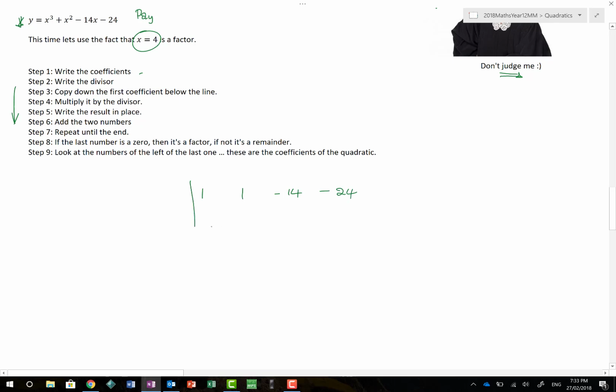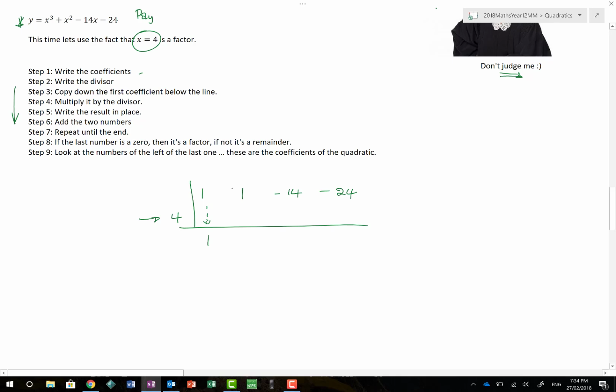I'm going to draw a line, and I'm going to draw another line here, and then I'm going to write down the value of 4 here. Why? Because this here is my factor. We know that one of these is already a factor. Now, this is where the funky bit is. You always have to start with a number down the bottom under here.